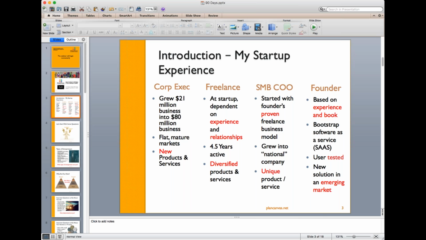Through that role, it led me to another role. I kind of wear multiple hats. One of the hats that I wear is as the COO of a small to medium sized business, or SMB.